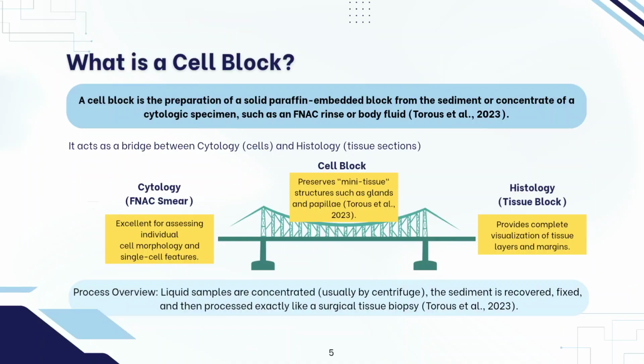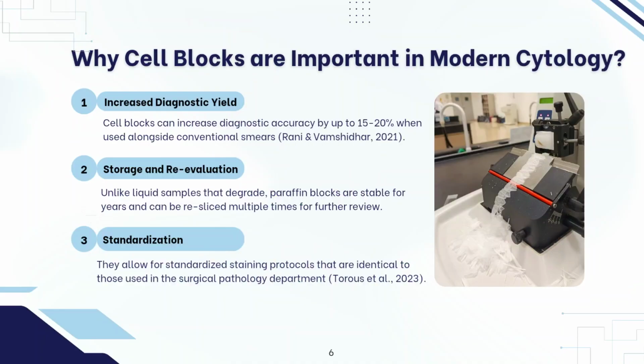While a standard smear is excellent for assessing individual cell morphology, the cell block preserves many tissue structures such as glands and papillae. The process involves concentrating the liquid sample through centrifugation, recovering the sediment, and then processing it exactly like a surgical tissue biopsy. The importance of cell blocks in modern diagnostic medicine is, first, they provide an increased diagnostic yield, often improving accuracy significantly when used alongside conventional smears.